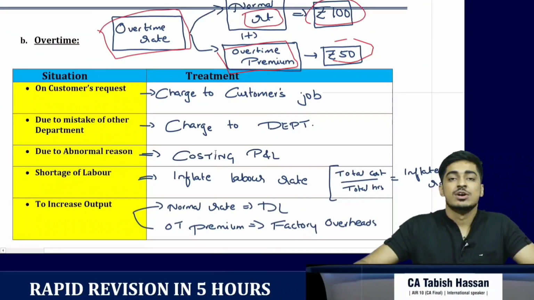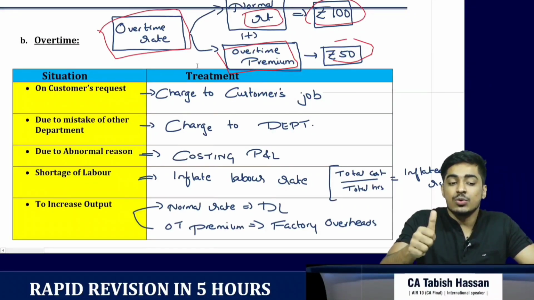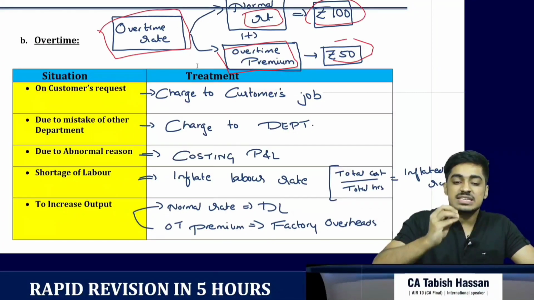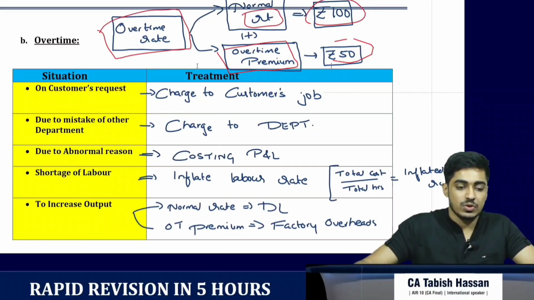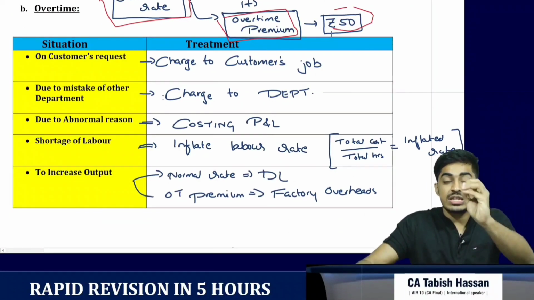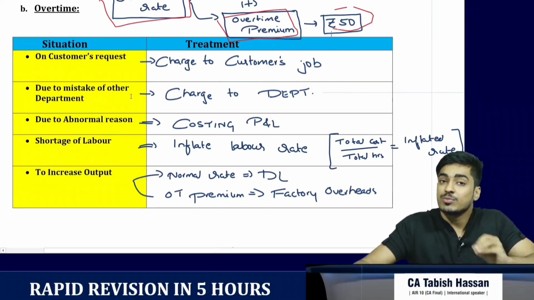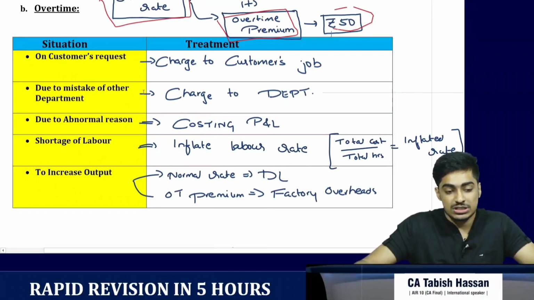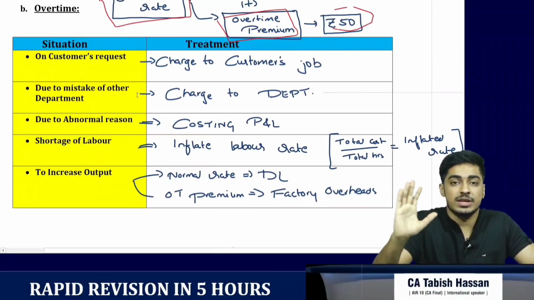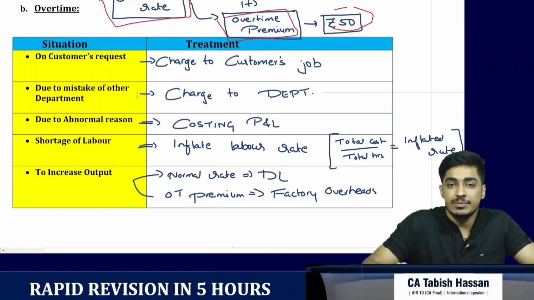It depends from circumstance to circumstance. If we are working overtime on a customer's request, then the overtime premium would be charged to the customer. If it is due to a mistake of some other department, it would be charged to that respective department. If we are working overtime due to an abnormal reason, we transfer it to costing P&L. If we are working overtime due to shortage of labor, we inflate the labor rate.